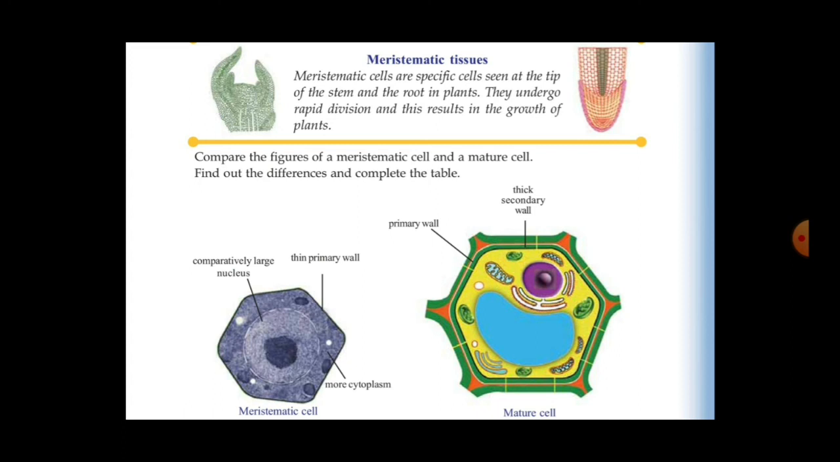Okay, then normal cell and meristematic cell. Images are given here. Then what are the differences between the normal cell, also called mature cell, and the meristematic cell? Meristematic cell is a soft cell. It is not matured. Growth is not completed. Some differences you can see from the picture itself.